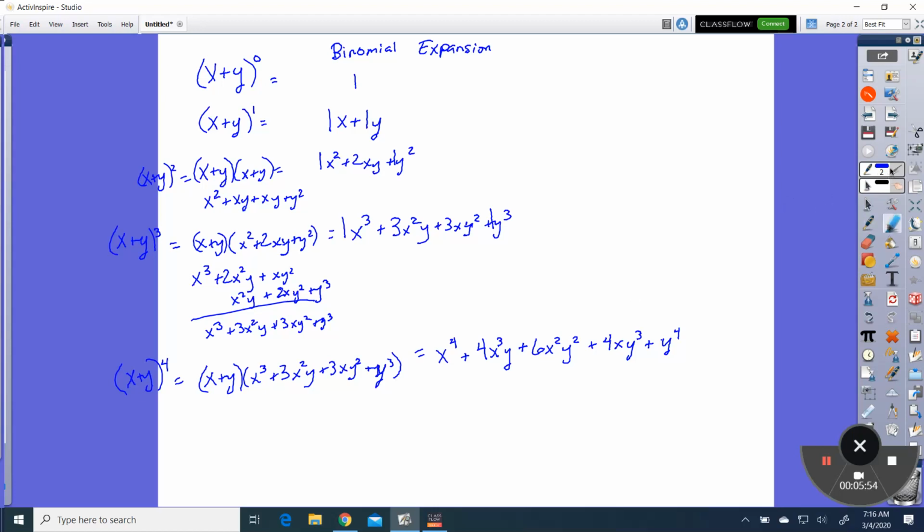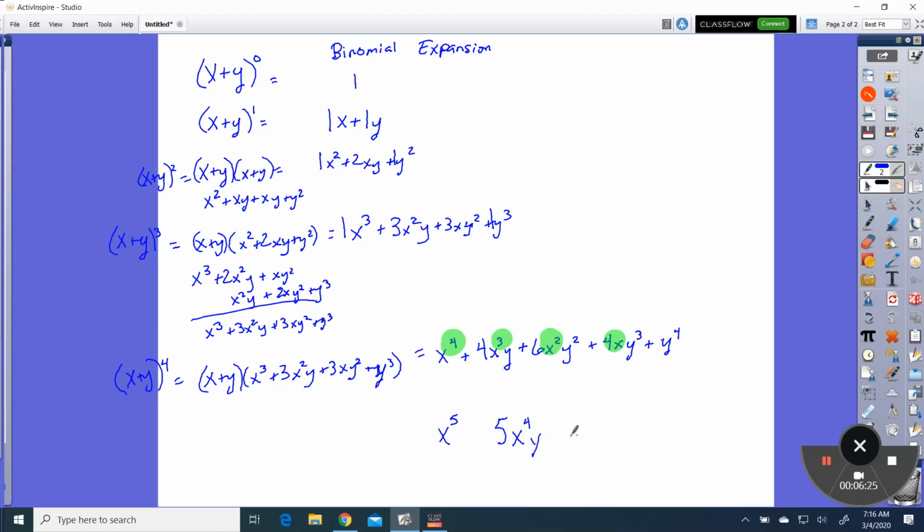What about your exponents on your variables? So the x's go down. 4, 3, 2, 1, no x's. So what do you think the next one's going to be if we follow that pattern? X to the fifth, x to the fourth, 5x to the fourth, that's right.